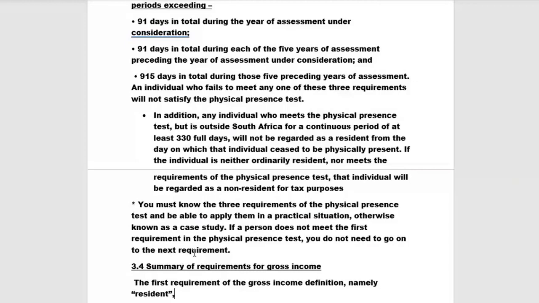Otherwise, as a case study, if a person does not meet the first requirement of the physical presence test, you do not need to go into the next requirement. Okay, so here's how it goes. You'll be given some kind of scenario where you have to determine whether the person qualifies to meet the requirements of the physical presence test, and then you have to analyze that scenario and tell us whether the person does or does not, based on the facts given in the scenario. You must also know the 3 requirements of the physical presence test and be able to apply them. Okay, I think I've covered that part.